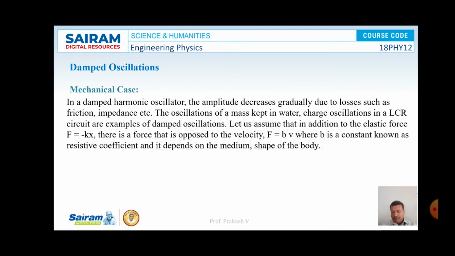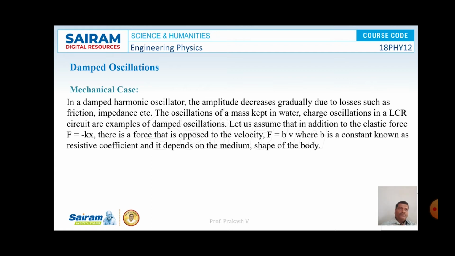So we can write m into d square x by dt square is equal to minus r dx by dt minus kx, or m into d square x by dt square plus r into dx by dt plus kx is equal to 0. So here in a damped harmonic oscillator, the amplitude decreases gradually due to losses such as friction, impedance, etc. The oscillations of a mass kept in water and charge oscillations in an LCR circuit are examples of damped oscillations.